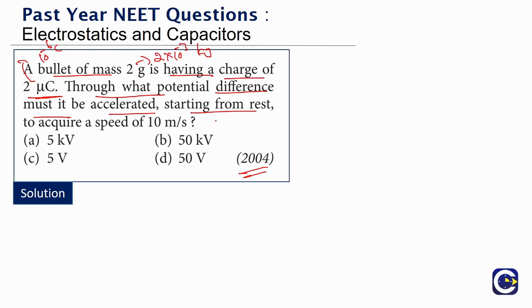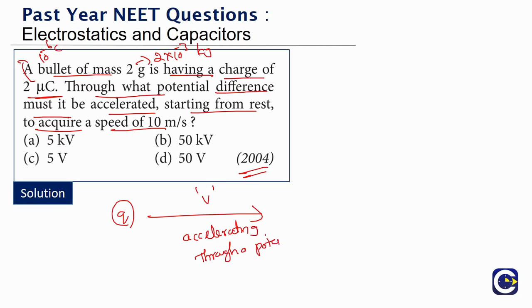Starting from rest, through how much potential difference should it be accelerated so that it acquires a speed of 10 meter per second. So you have a charged particle. If it is accelerated through a potential difference V, this wording is generally used when the charged particle is going from high potential to low potential.